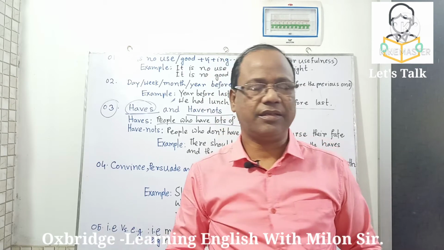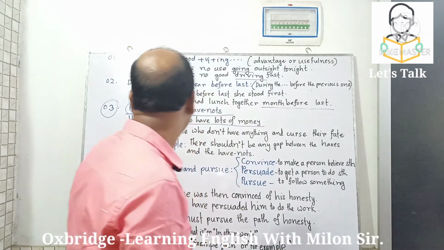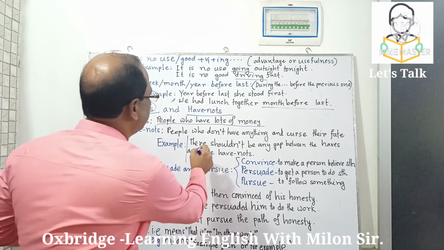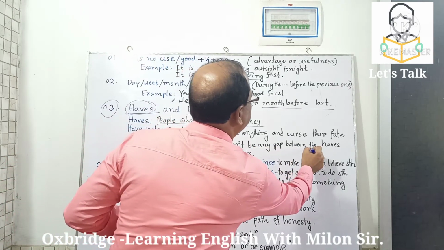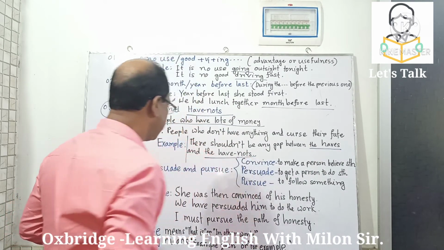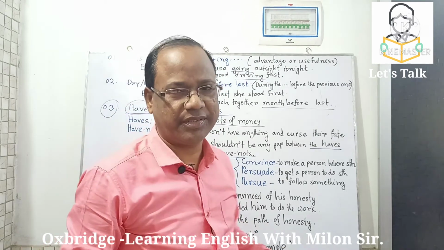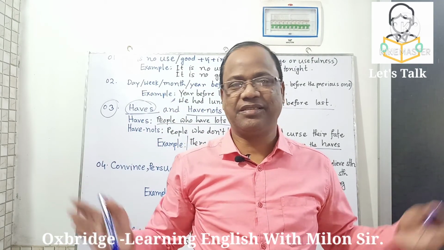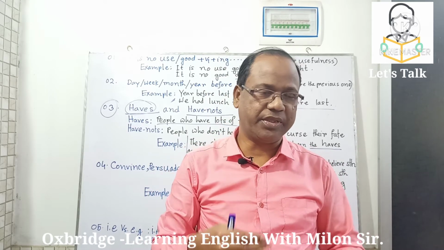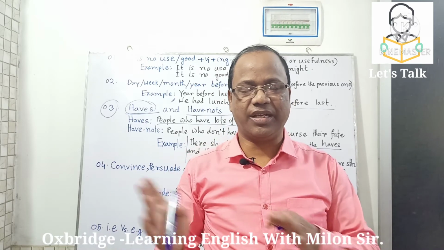So let's see two examples of these two terms. Here are the examples. There shouldn't be any gap between the haves and the have-nots. Dear viewers, it is our duty. We shouldn't create any gap between the rich and the poor. We should make our society parallel to everyone.